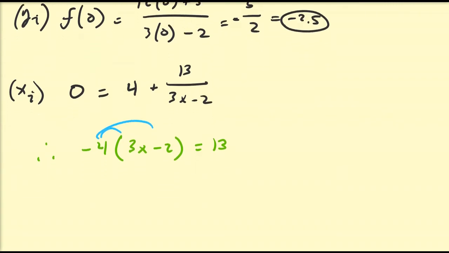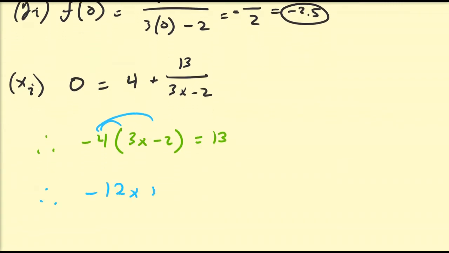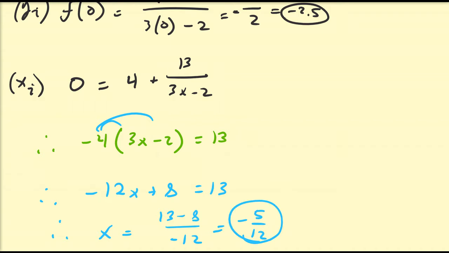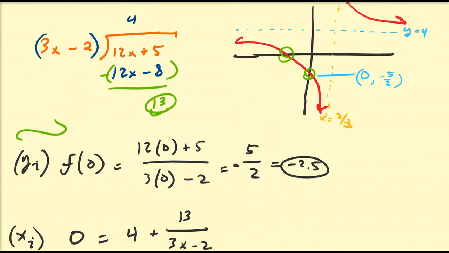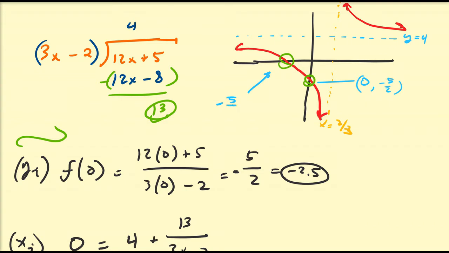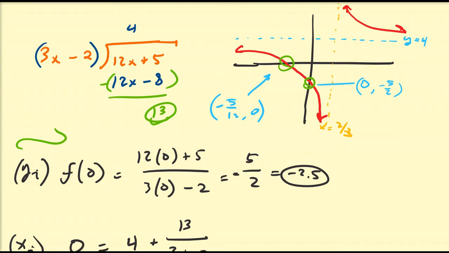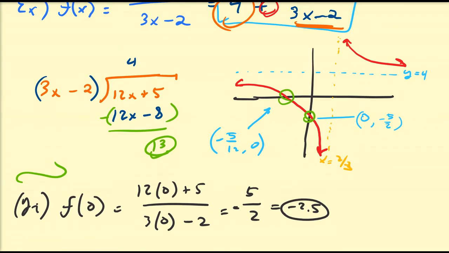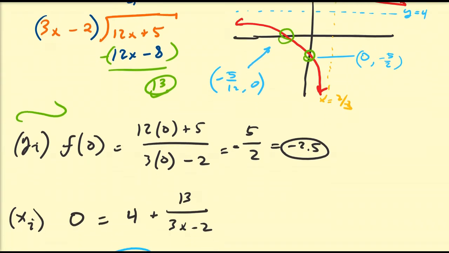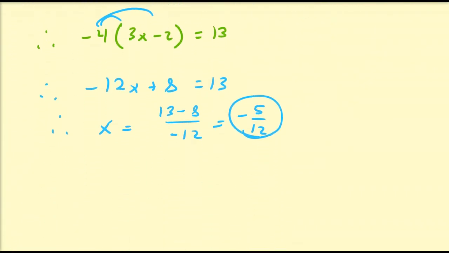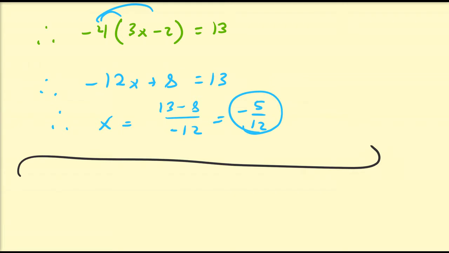Then I'm going to distribute that out. So we're going to have negative 12x plus 8 is equal to 13. Of course x is going to be equal to 13 minus 8 over negative 12, which is equal to negative 5/12. This is the location of our x-intercept, negative 5/12, comma 0. So that's a more detailed sketch of our rational function f. Alright, so let's look at a more intricate example of rational functions.